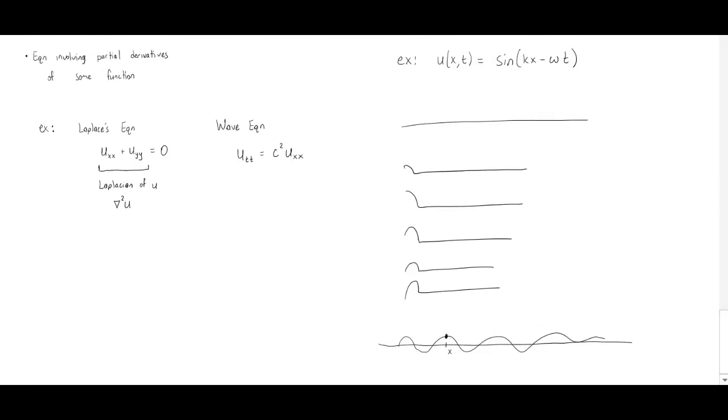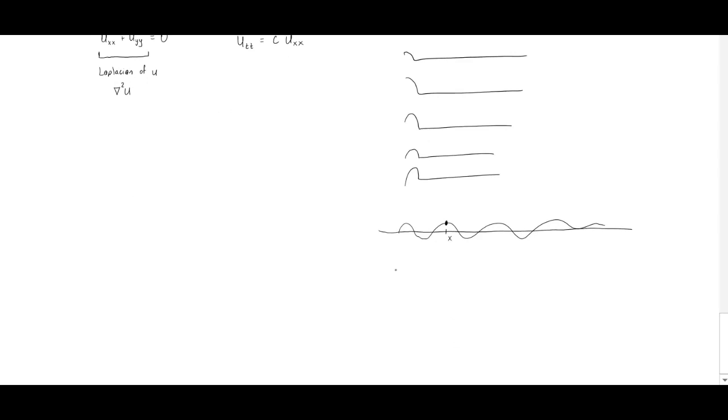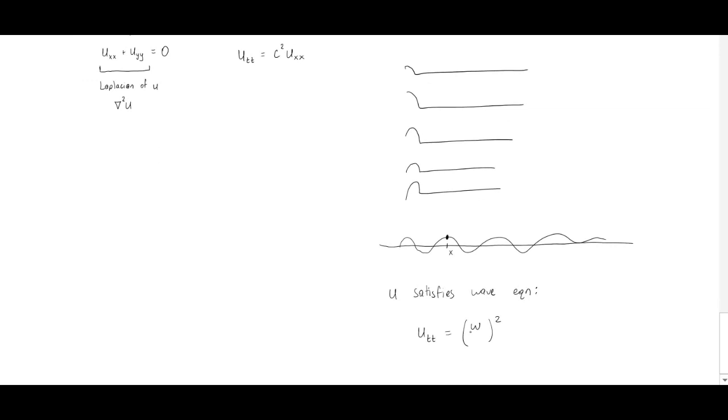And it should be no surprise that this function satisfies the wave equation. Specifically, it satisfies the equation utt equals c squared uxx, where the constant c is specifically equal to omega over k. All right?